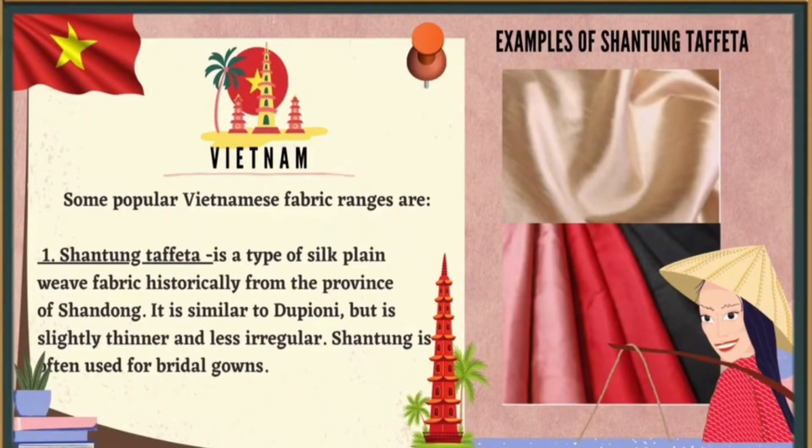Shantung taffeta. It's a type of silk plain weave fabric historically from the province of Shandong. It is similar to Dupioni, but is slightly thinner and less irregular. Shantung is often used for bridal gowns.